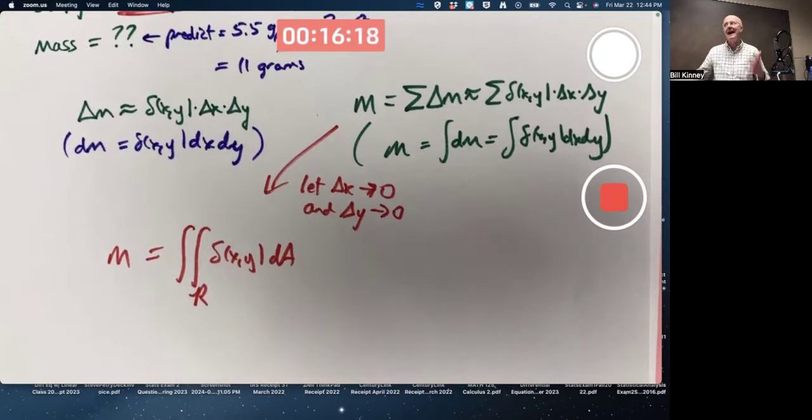But you look at that and say, hey, that's kind of abstract. How do I actually calculate it? What I'm about to write down is actually not a definition, but a theorem that you can calculate it as what's called an iterated integral.